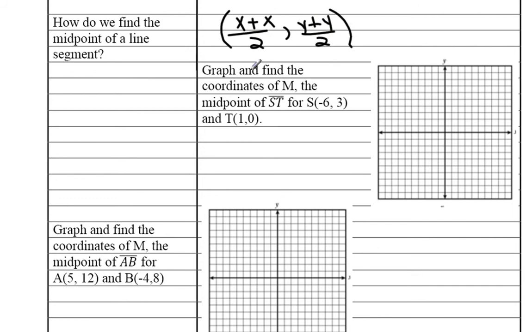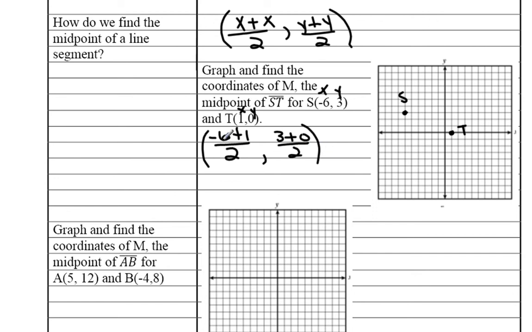So let's graph and find the coordinates of M, the midpoint of segment ST. If S is negative 6, 3, so we're going to graph S, which is negative 6, 3, and we're going to graph T, which is 1, 0. So this is our x value here and here. These are our y values here and here. So we add our x's together, divide by 2, add our y values together, divide by 2.